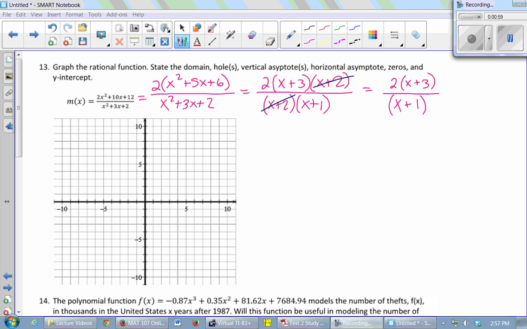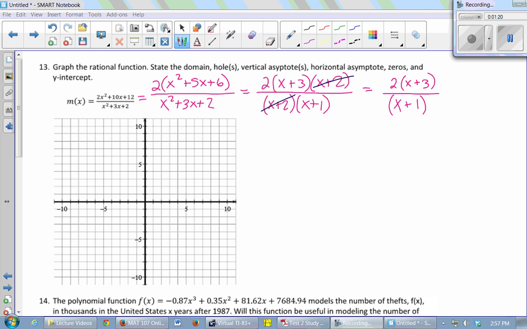Only thing, though, is I can't put a -2 in there, right? Because -2 is not in the domain of the original function. So if I try to put a -2 in, I would get... well, let's first just graph this thing, and then we'll take the hole out later.